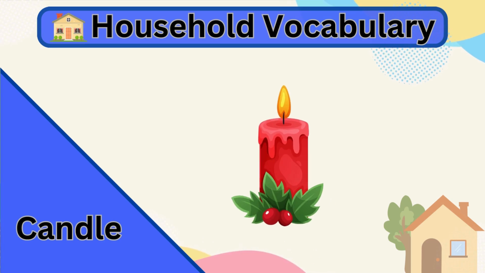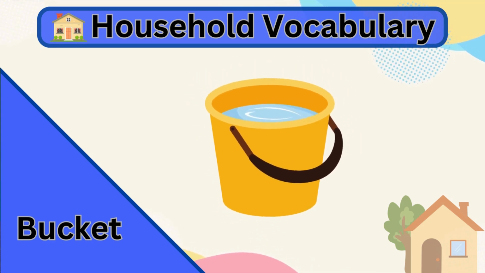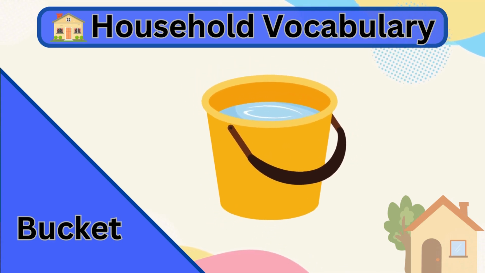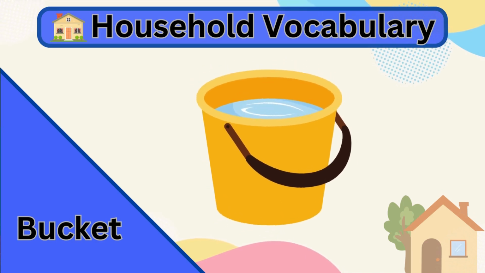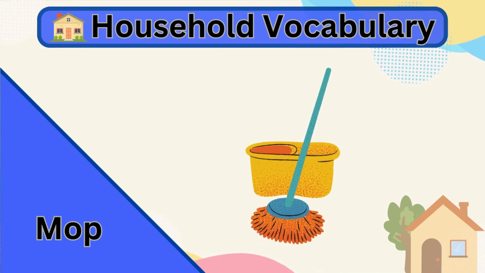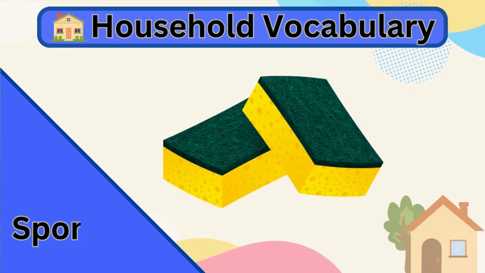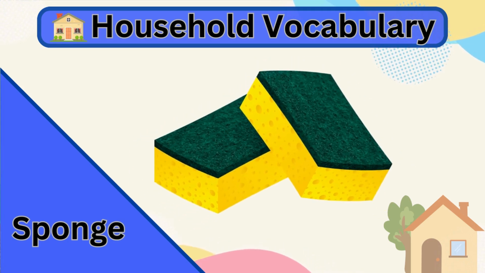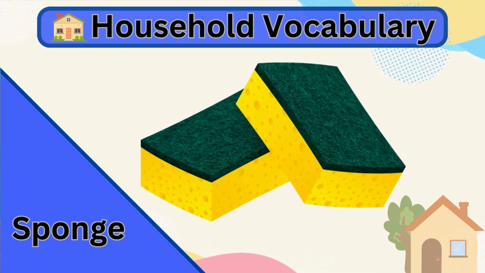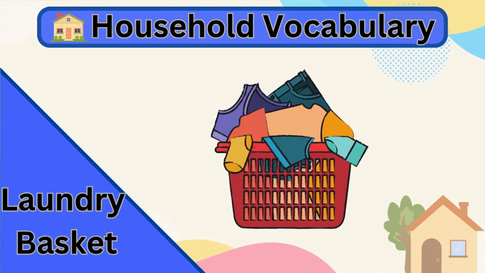Old MacDonald had a farm. E-I-E-I-O. And on that farm he had some sheep. E-I-E-I-O. With a ba-ba here and a ba-ba there. Here a ba, there a ba, everywhere a ba-ba. Old MacDonald had a farm. E-I-E-I-O.